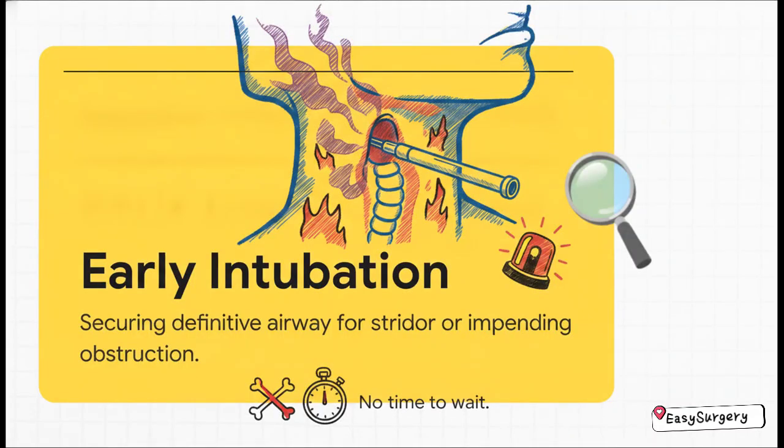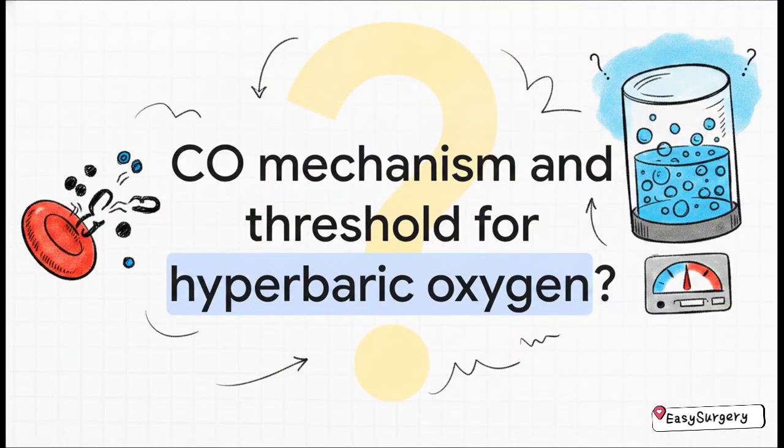The answer? Definitive, early endotracheal intubation. Period. Hoarseness and stridor are screaming at you that a lethal airway obstruction is coming. You don't wait for imaging, you don't wait and see how they do, you secure that airway right then and there. Next up, carbon monoxide pathology.